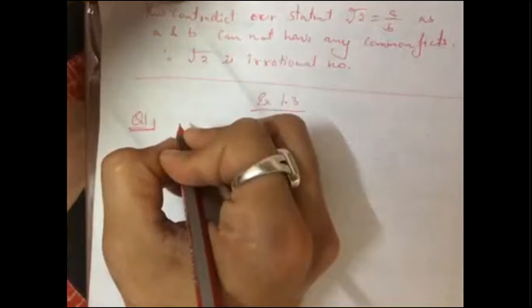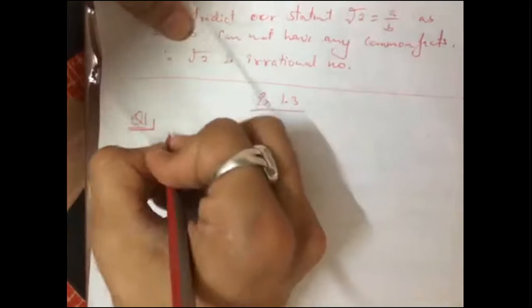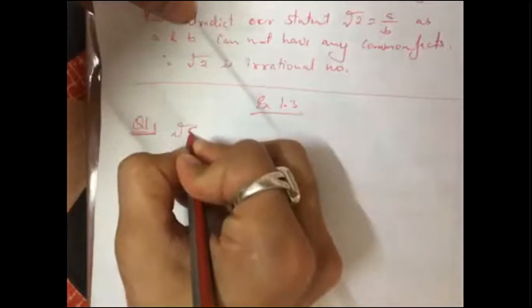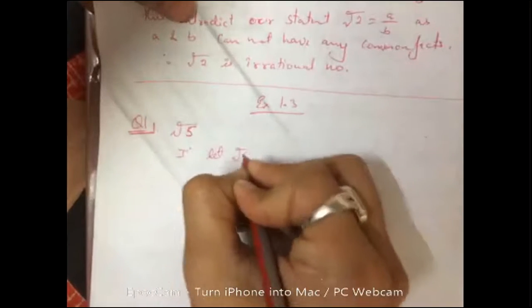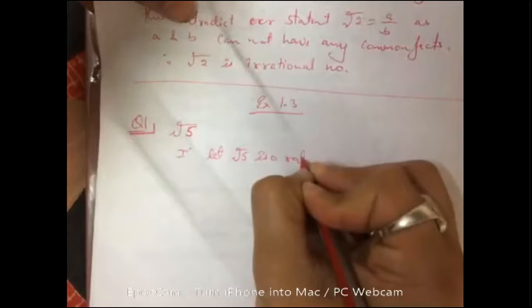Now next, if we have to prove the same for under root 3, what will we do? Under root 3, under root 5, under root 6, like say exercise number 1.3, question number 1. That is to prove that under root 5 is irrational. Now we have to prove that under root 5 is irrational. So again, how will we start? First, let root 5 be a rational number. First step क्या होगा? Let under root 5 be a rational number.